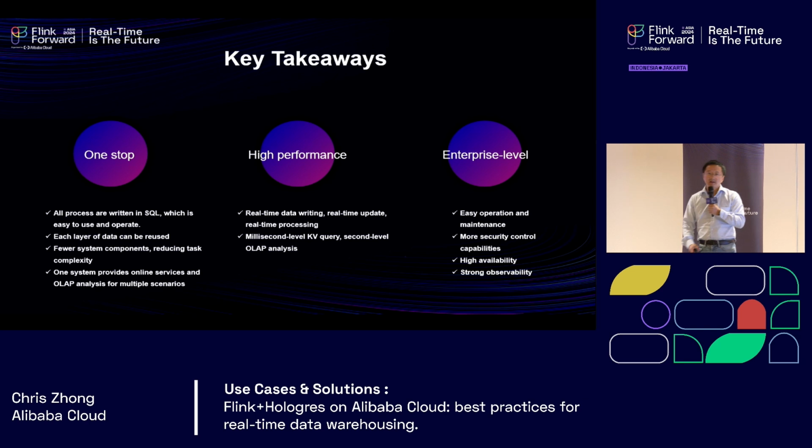Okay, finally, let's sum up. The key takeaways from the practice are, first, one stop. We do not want to build a very complex system. By leveraging Flink and Hologres, only these two components, we can achieve a streaming warehouse architecture, which can support multiple use cases and data analytics. And also in the streaming warehouse, we build the layering that makes the data models reusable and reduces redundancy.